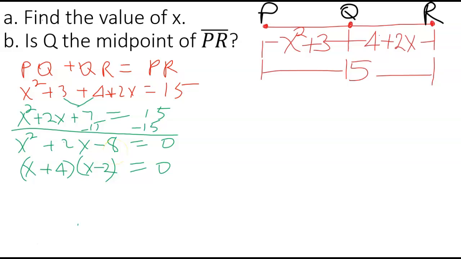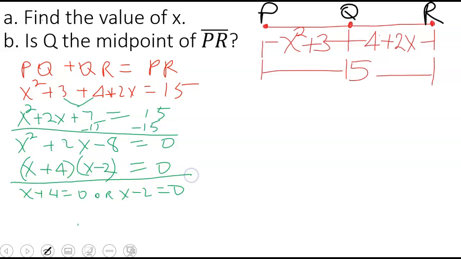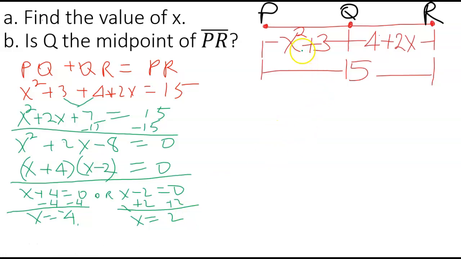So now we separate them. Either x plus 4 equals 0 or x minus 2 equals 0. If we subtract 4 from both sides, x equals negative 4. If we add 2 to both sides, x equals 2. So we check those answers, substituting them here to see if they are both correct.